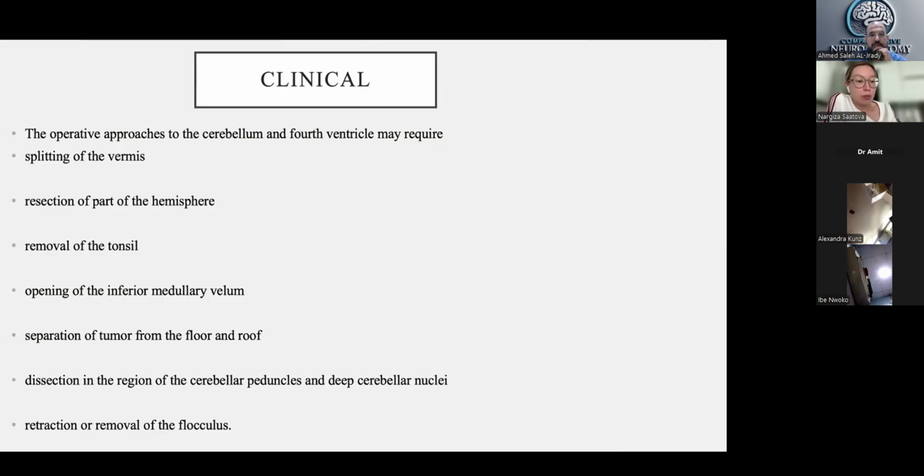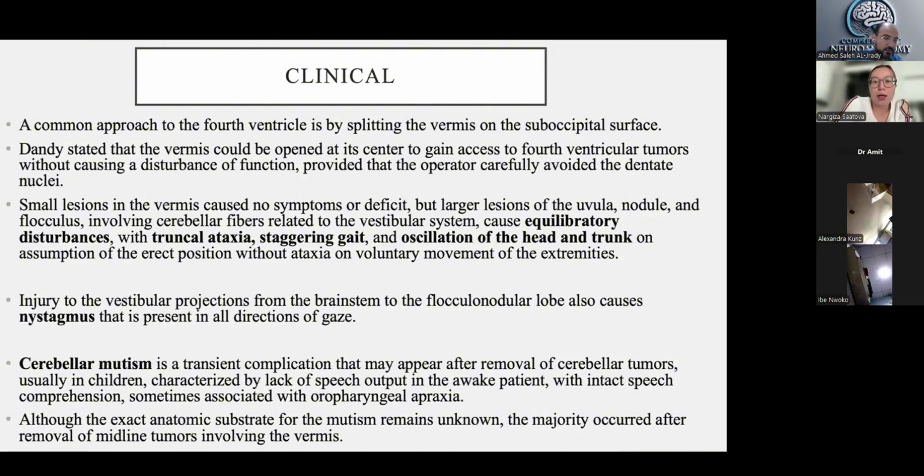proceed surgically with them: opening of the inferior medullary velum, separation of tumor from the floor and the roof, dissection of the region of cerebellar peduncles and deep cerebellar nuclei, retraction or removal of the flocculus. And another clinical implication, the common approach to the fourth ventricle by splitting through the vermis of the suboccipital surface.